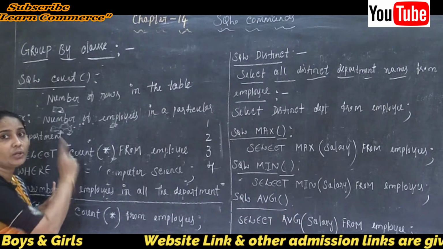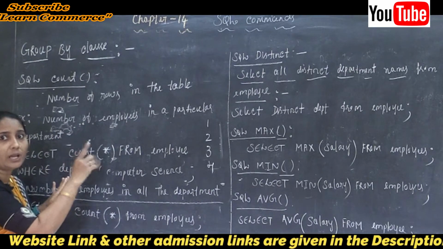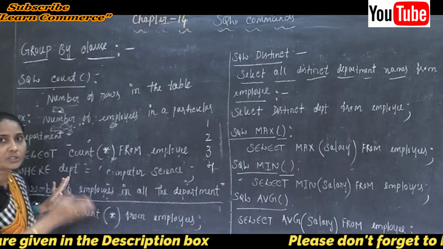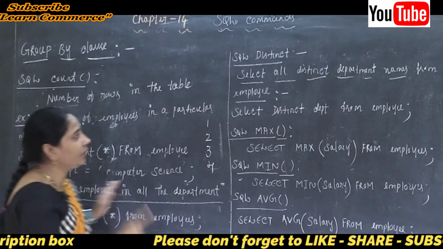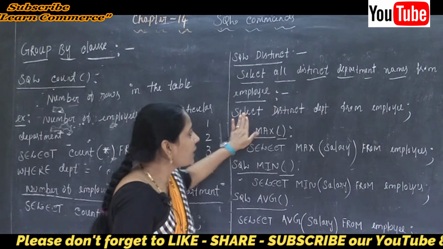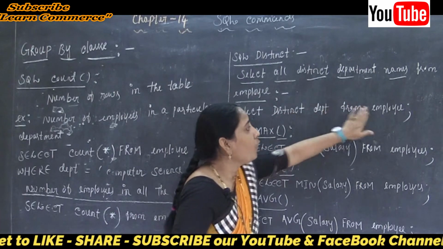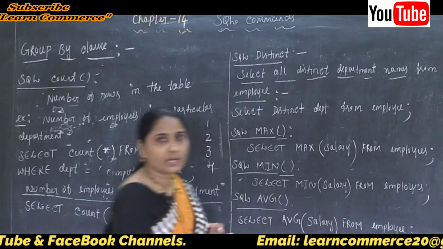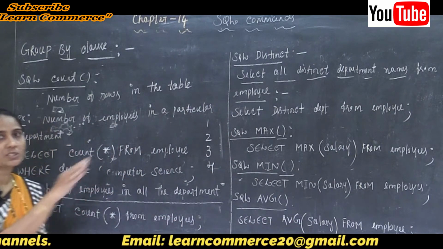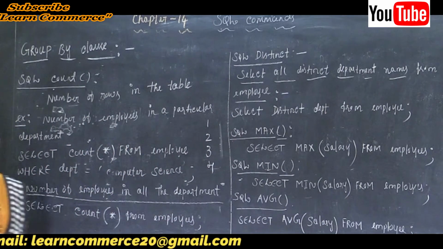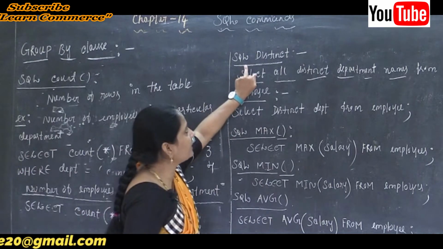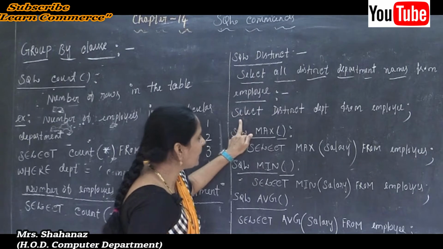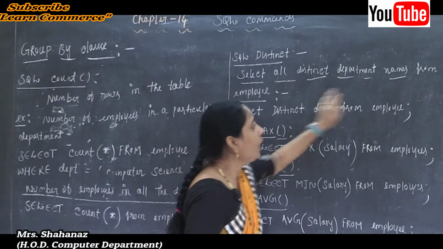It's showing just one time only. Clear this point here? Whatever the duplicate records are, it is going to remove them, and all those records are going to show one time only. So we can say select distinct department from employee. Whatever the values are there in the department column, all those department names are going to show one time only by using this function, the SQL distinct. Clear this point here? So, select distinct department from employee.